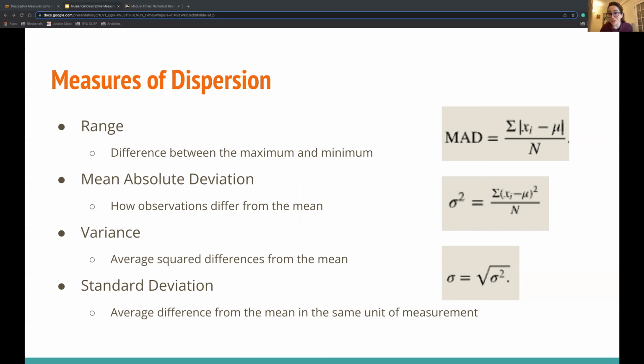First, we consider the range, which is the difference between the maximum and the minimum value. This really only provides insight, though, into the extreme values at the highest and lowest ends, and essentially ignores all the meat in the middle.